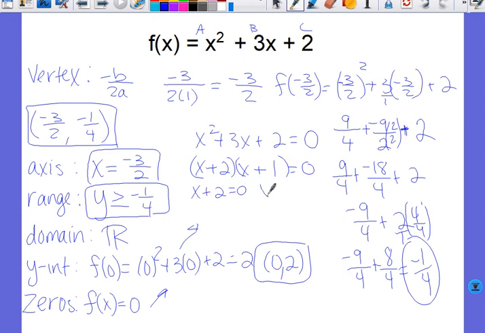Plus 2 equals 0. X plus 1 equals 0. Solve for x using my inverses here. Boom. Now I got all the pieces, man.